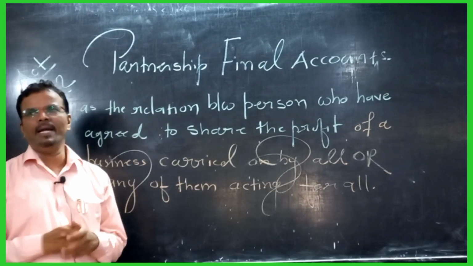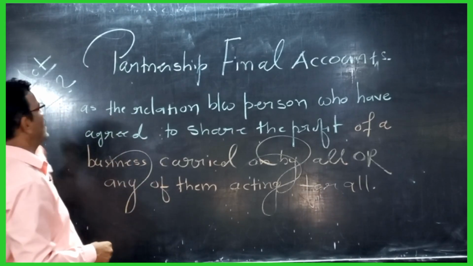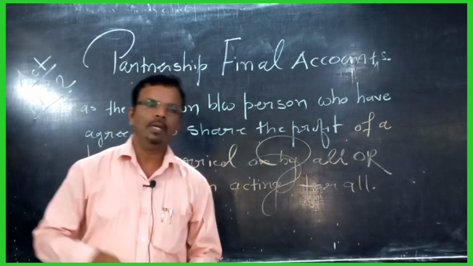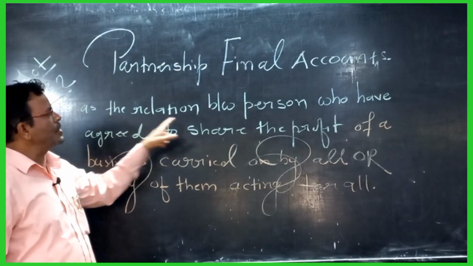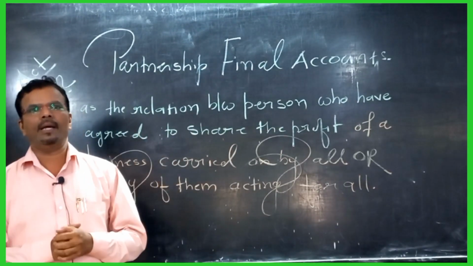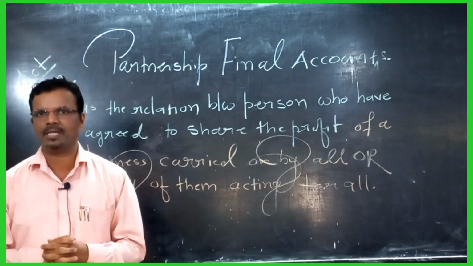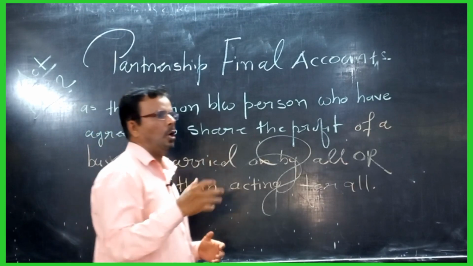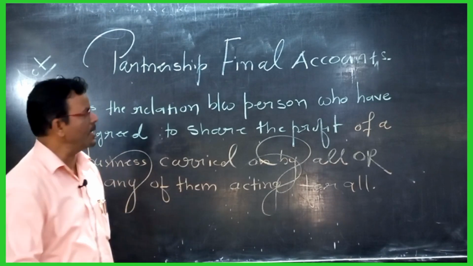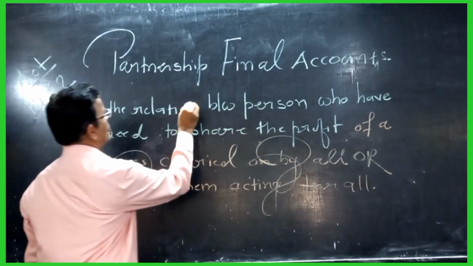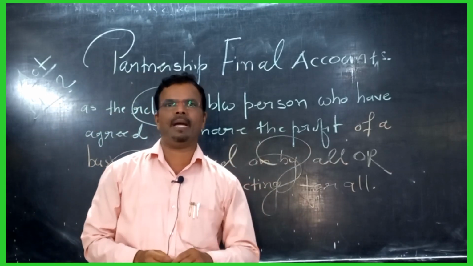Now in this case, let's revise the definition of partnership final account as per the Act 1932. So what does the definition say? The definition says it is the relation between the persons. Normally whenever we want to do business, we come together. Two or more persons come together and start the business. They will develop their relation relating to a business matter.